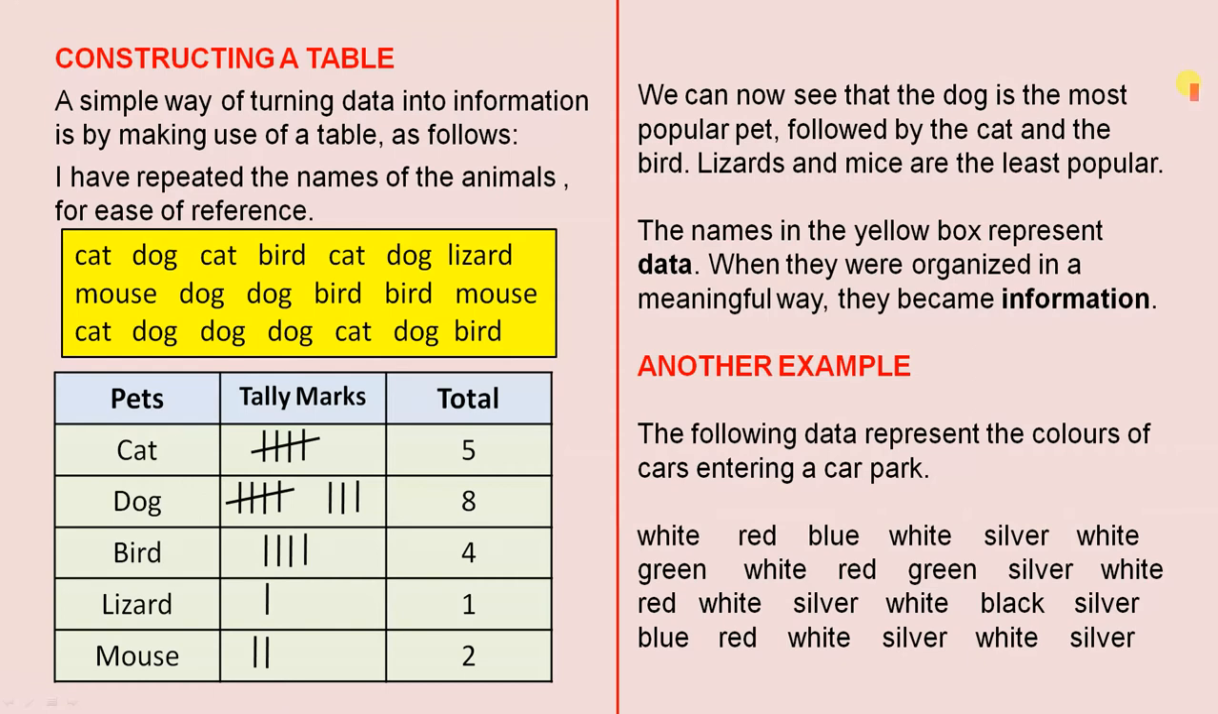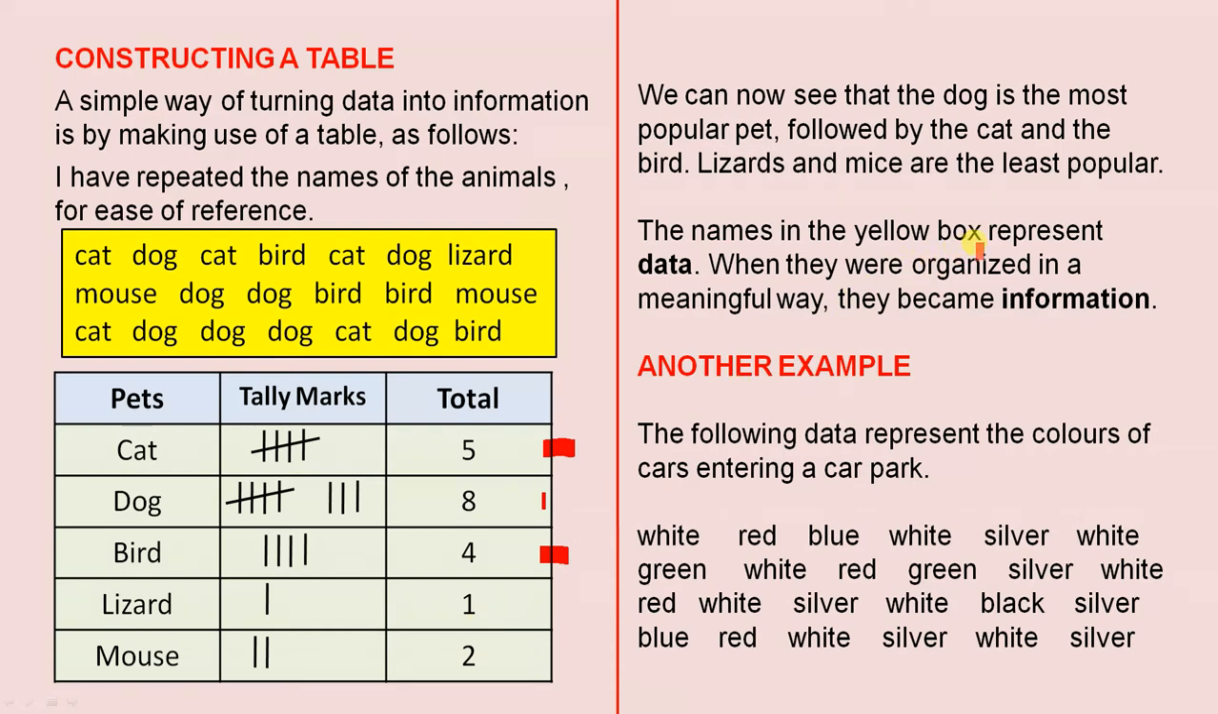We can now see that the dog is the most popular pet because that's the one with the greatest number, followed by the cat and the bird. So they are those two there, they are the next ones in line. So definitely the dog is way out in front and the cat and the bird follow on. Lizards and mice are the least popular because they have very small numbers.